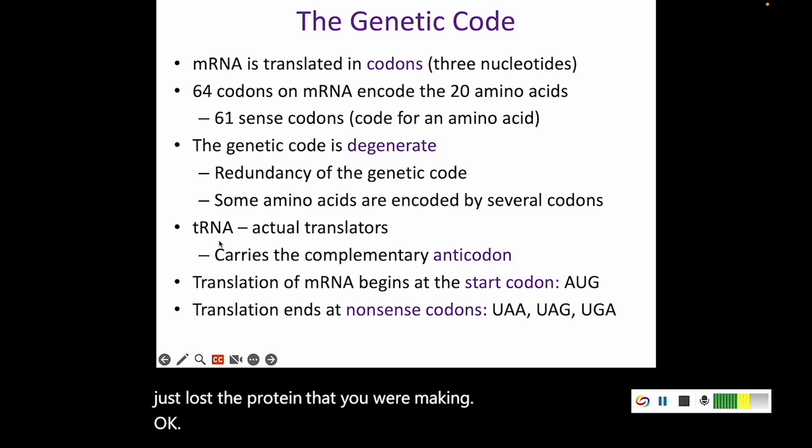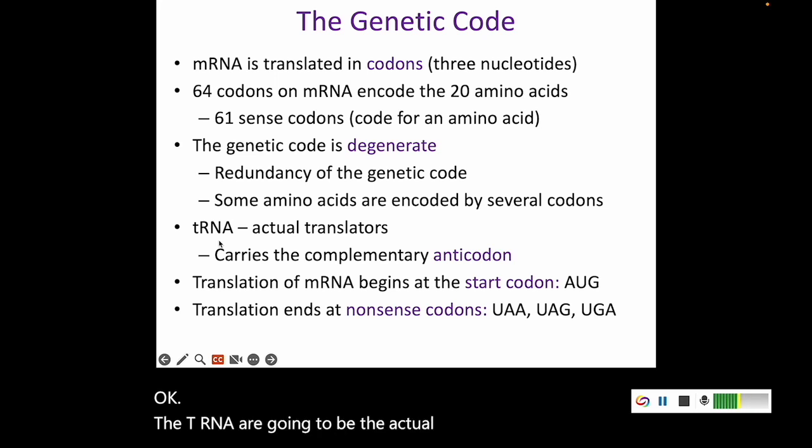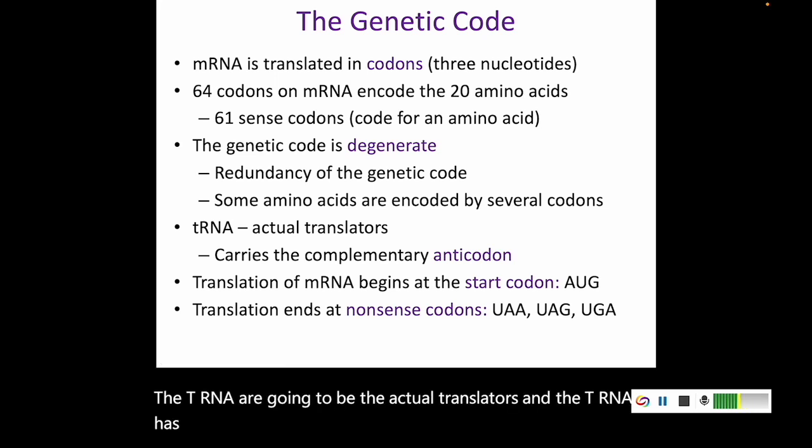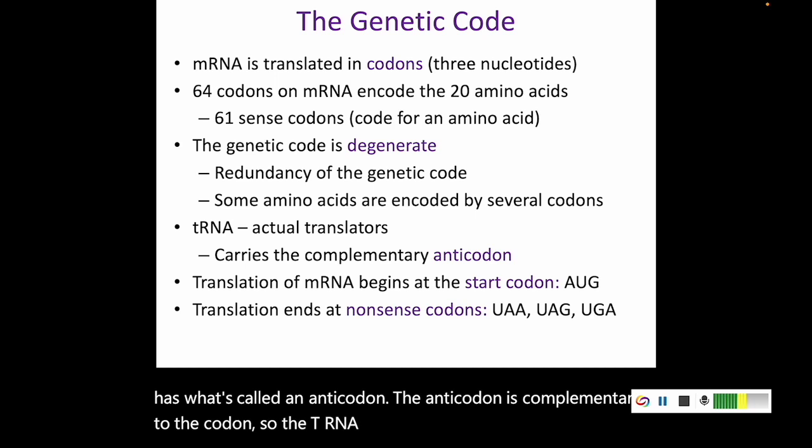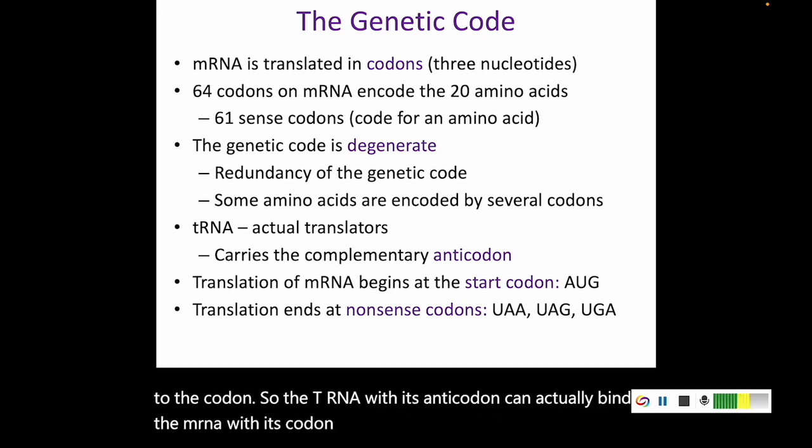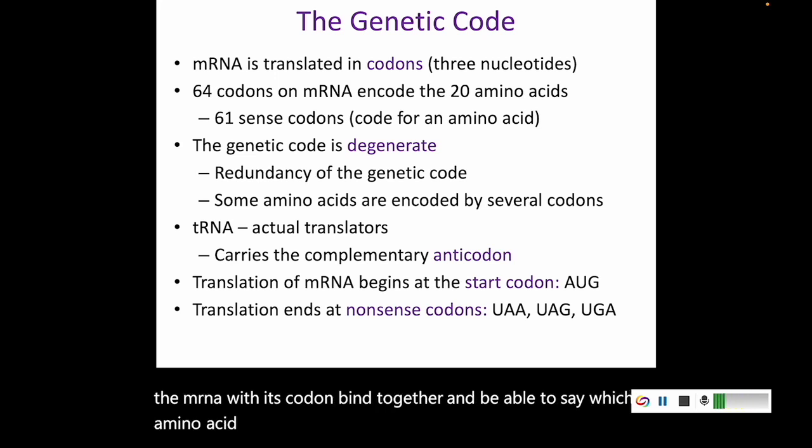The tRNA are going to be the actual translators, and the tRNA has what's called an anticodon. The anticodon is complementary to the codon. So the tRNA with its anticodon can actually bind to the mRNA with its codon, bind together, and be able to say which amino acid needs to be brought in.